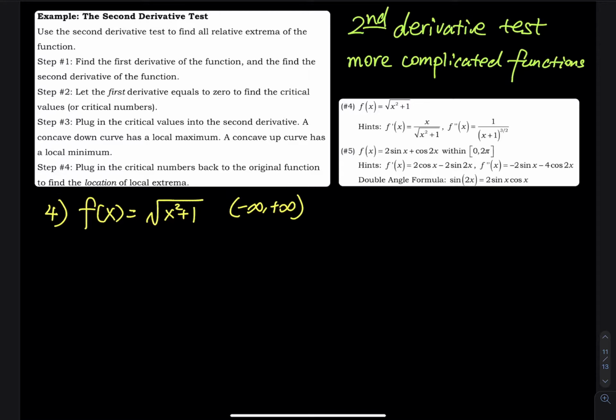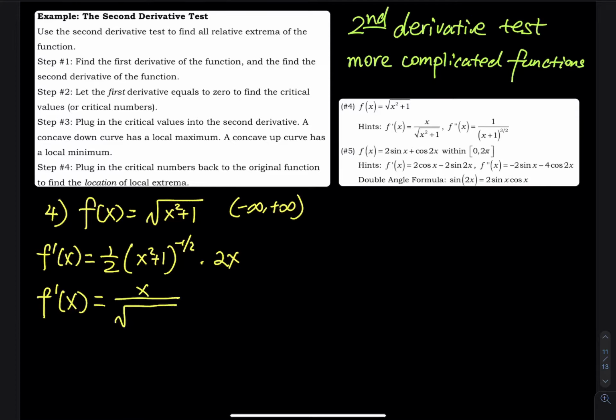Alright, so let's take the first derivative using the chain rule, right? So 1/2, and then x squared plus 1 to the 1/2 minus 1, and then you take the derivative of the radicand. The derivative of x squared plus 1 is 2x, and then f prime of x equals x divided by the square root of x squared plus 1.